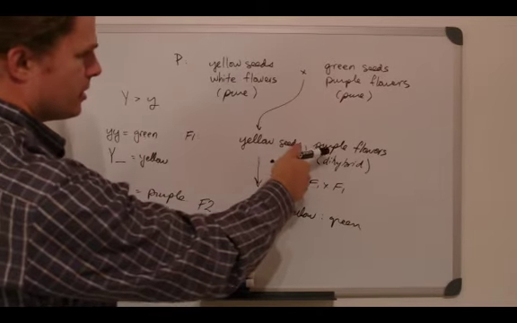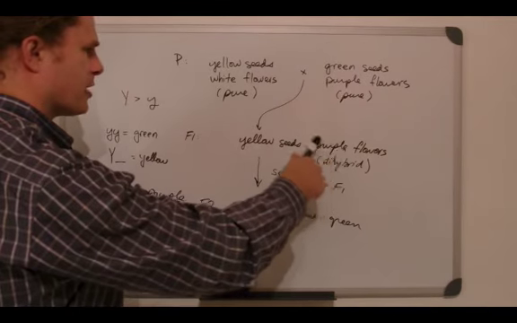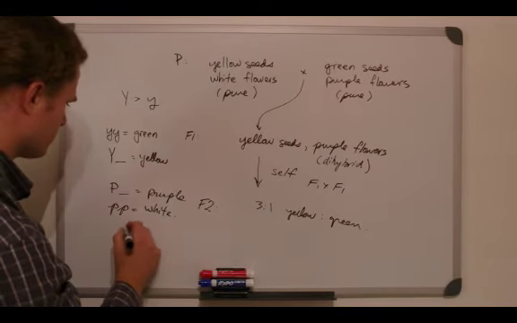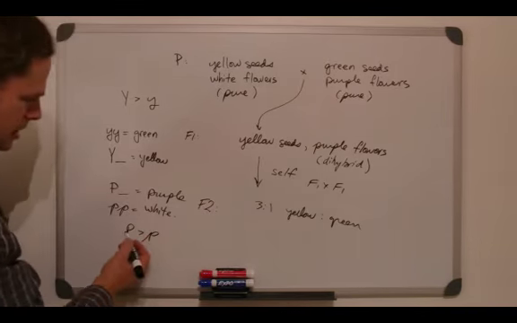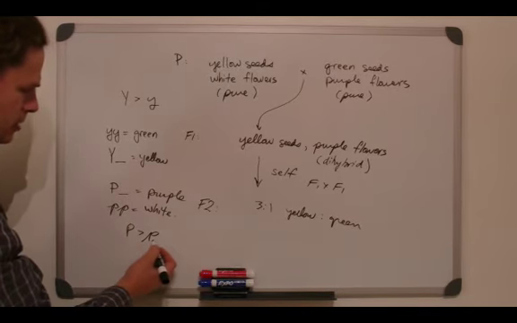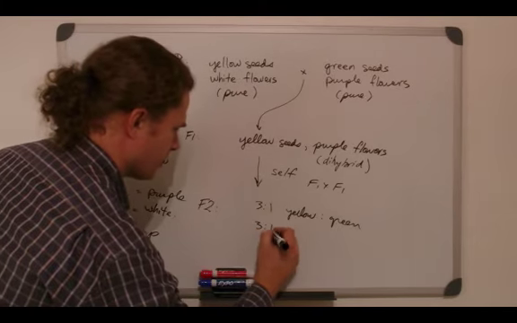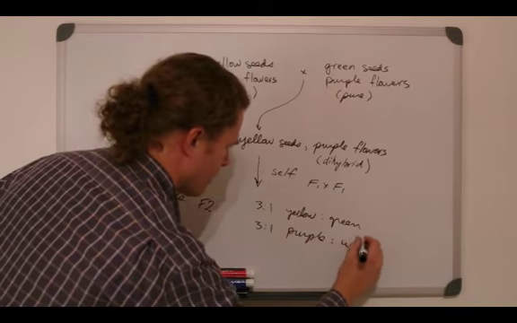Now, we've seen that the purple phenotype shows up in the F1. We've defined these alleles. I should have also made this part of the definition to say that this allele, the big P allele, is dominant to the little p allele. We would also expect to see a 3-to-1, therefore, of purple to white.